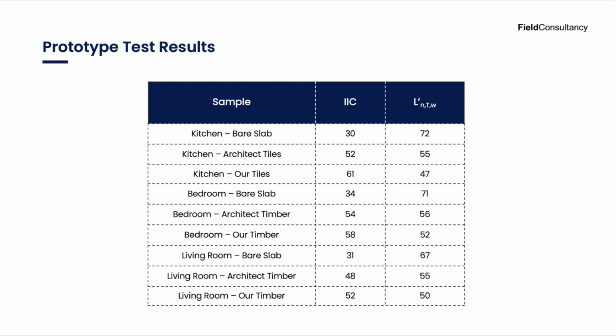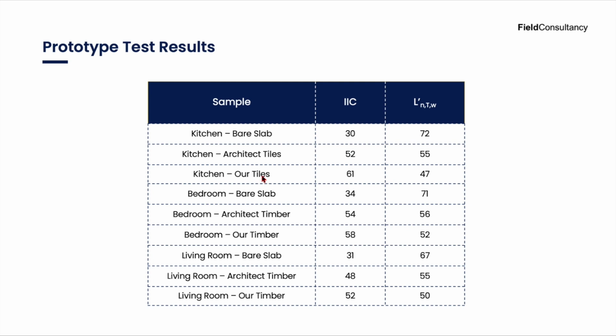That was our criterion to meet the Green Star Green Building Rating System requirement. For the bare slab, without any impact noise resistance or any build-up, so on the bare concrete slab in the kitchen, we were getting an impact sound pressure level of 72 decibels. With the architect solution, they got 55 decibels, so they met the requirement.